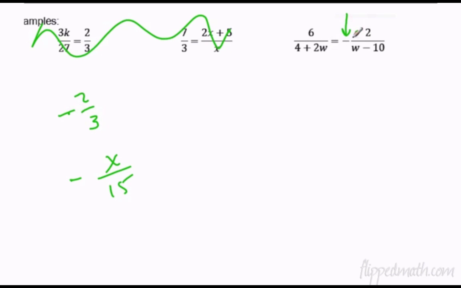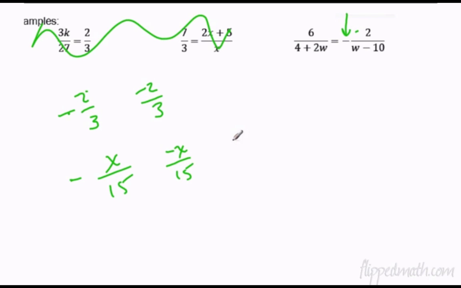So if there's a negative in front of a fraction, it can be in front, like it is here, or you can put it in the top. So negative 2/3 would be negative 2 over 3. Or you could put it in the bottom, but I'm just saying put it in the top. Here we would get a negative x over 15.